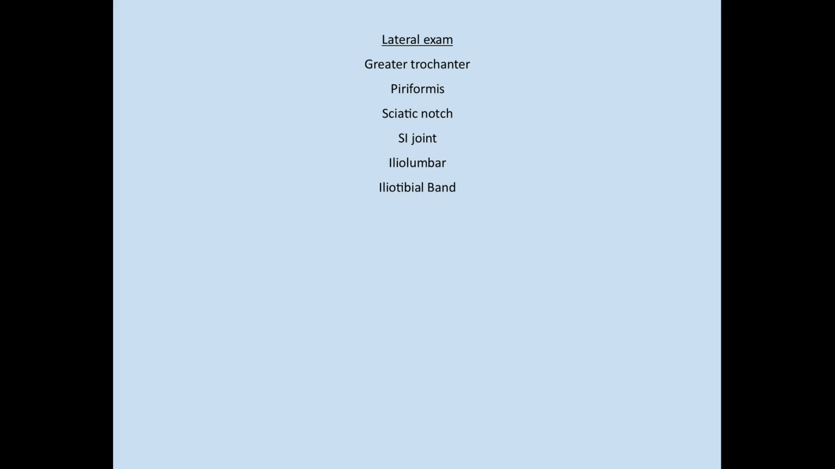The patient then rolls into the lateral decubitus position. You can palpate the greater trochanter, piriformis, sciatic notch, SI joint, iliolumbar, and the iliotibial band.